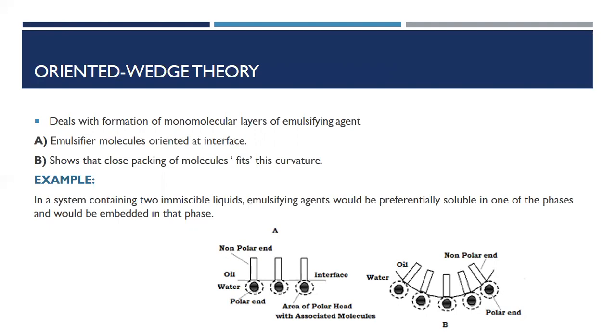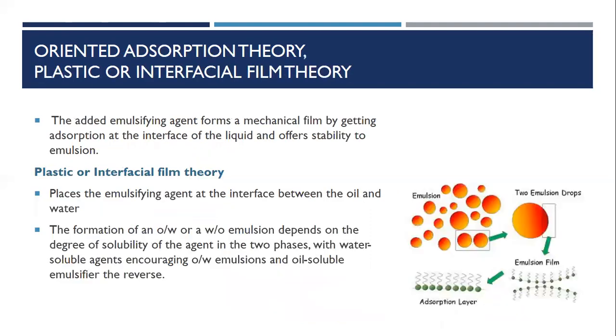For example, in a system containing two immiscible liquids, emulsifying agents would be preferentially soluble in one of the phases and would be embedded in that phase. The next is oriented adsorption theory. As per this theory, the added emulsifying agent forms a mechanical film while getting adsorbed at the interface of the liquid and offers stability to the emulsion.